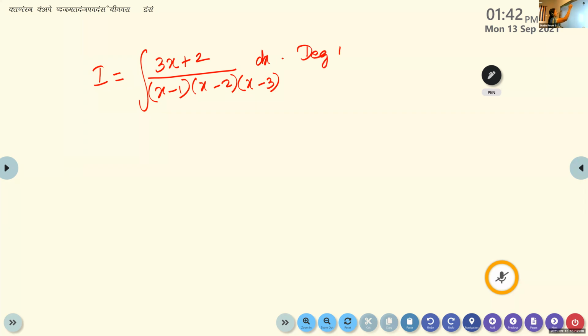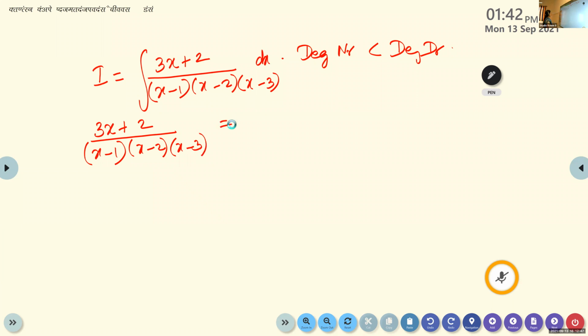Whether the degree of the numerator is less than the degree of the denominator. Is it satisfying? So if it is like this, this function (3x plus 2) by (x minus 1)(x minus 2)(x minus 3), we can split this as A by x minus 1 plus B by x minus 2 plus C by x minus 3. All the factors are linear, so 3 linear factors are there. We write this as A by the first factor, B by the second factor, C by the third factor.